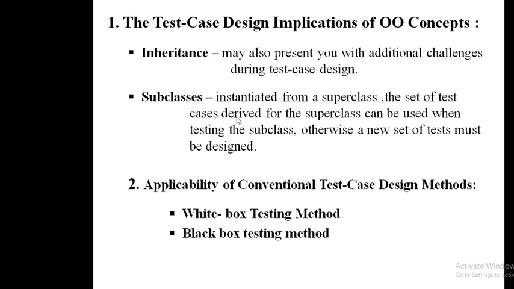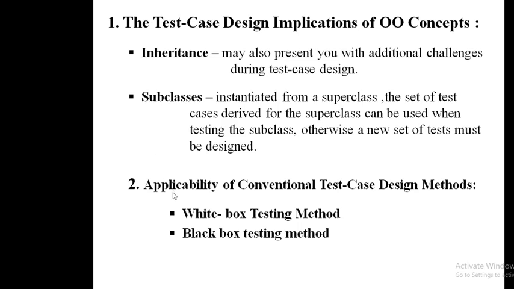The set of test cases derived for the superclass can be used when testing the subclasses. That means whenever a subclass is derived from a superclass, the tests derived for that superclass may be used to test that subclass also. Otherwise, if it is not derived from that superclass, you must design a new set of test cases for that subclass testing. So this is the concept of inheritance and subclasses in test case design, implications of object oriented concept.